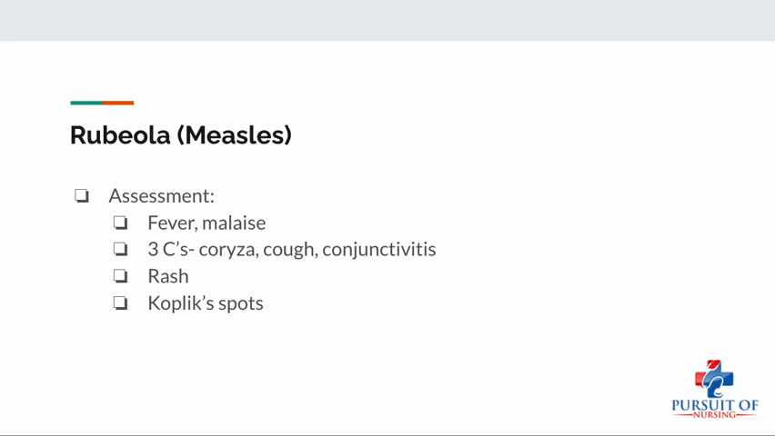Measles is very contagious. It's contagious from 4 days before to 5 days after a rash appears. It's transmitted via airborne particles or direct contact with infectious droplets. So this patient will be placed on airborne, droplet, and contact precautions.